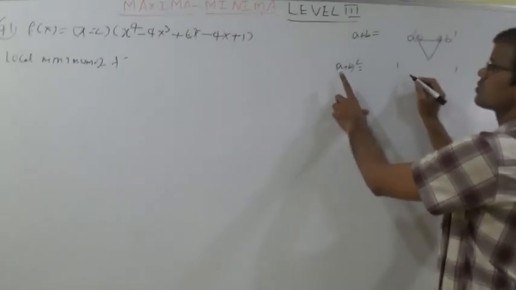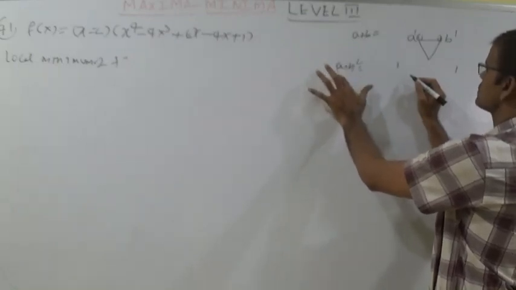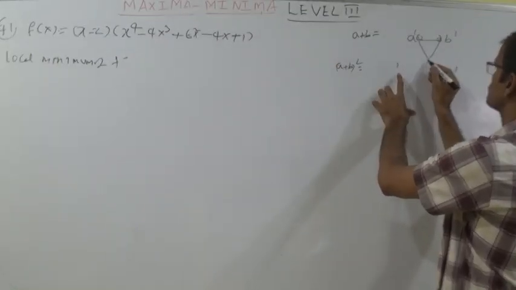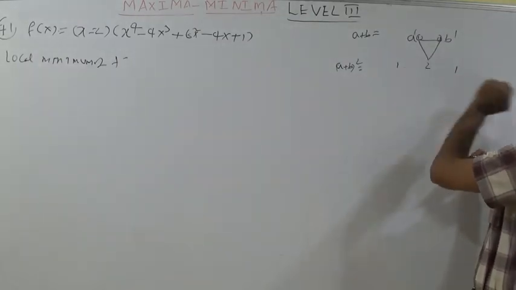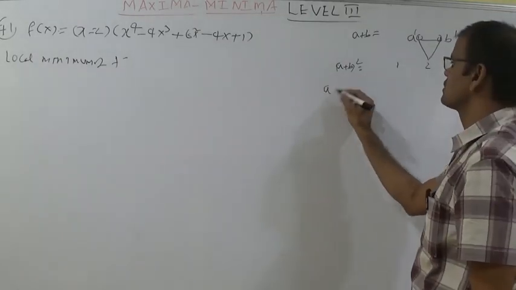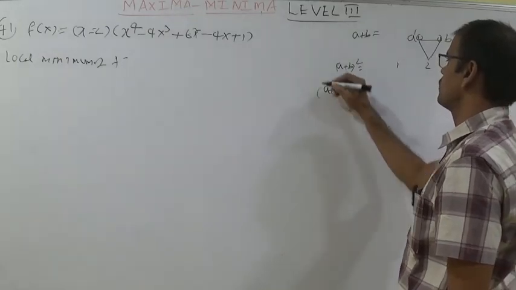For a plus b whole square, the first and last coefficients are always 1, the middle coefficient is the sum of those, and you add them to make it a square plus 2ab plus b square. Next, let us discuss a plus b whole cube.